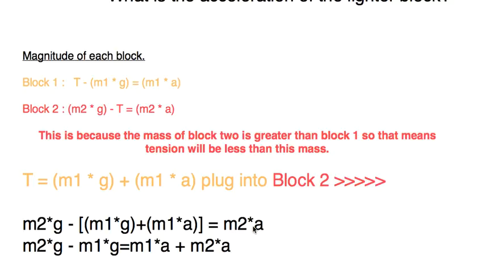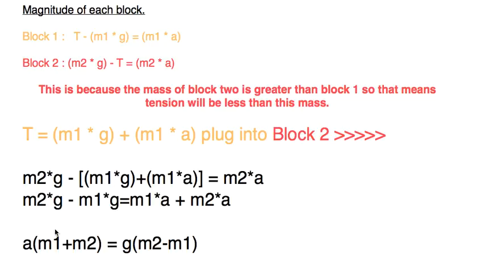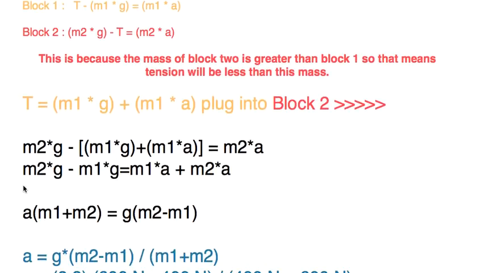Now I need acceleration on the same side, so mass times gravity minus mass times gravity equals mass of the first block times acceleration plus mass of the second block times acceleration. Take out acceleration, and that's mass of the first one plus mass of the second one, equals gravity times mass of the second one minus mass of the first one. Divide both sides by mass of the first block plus mass of the second block, and that means acceleration equals gravity times mass of the second minus mass of the first, divided by mass of the first plus mass of the second block.